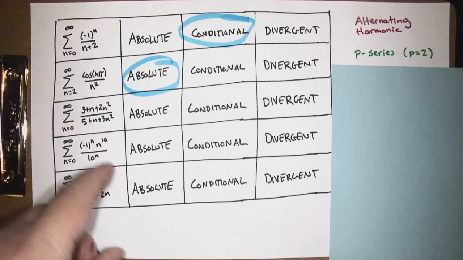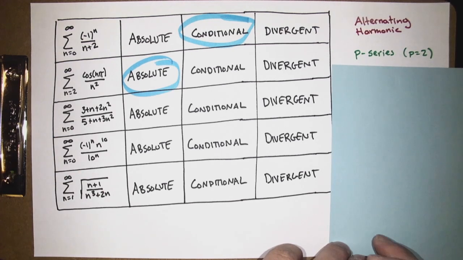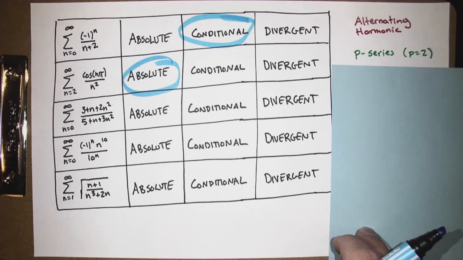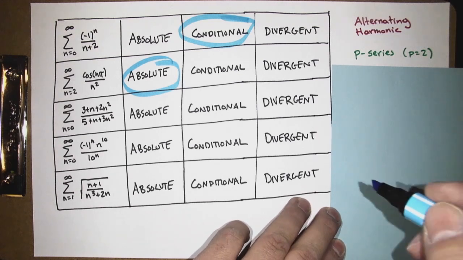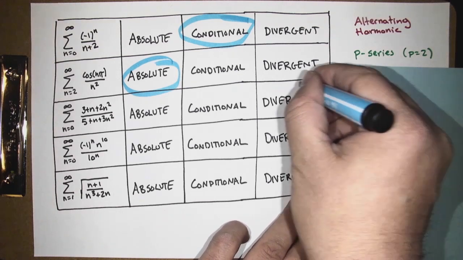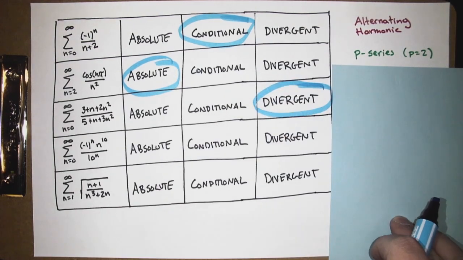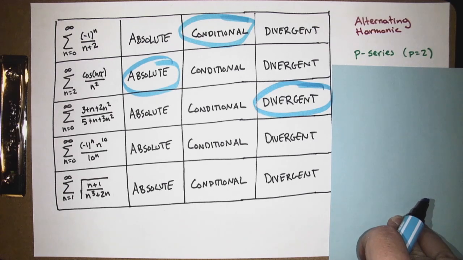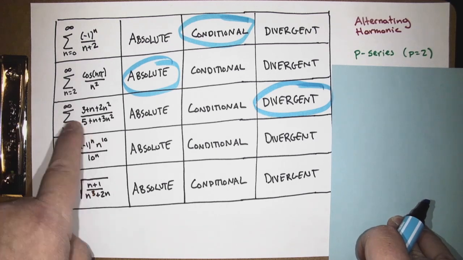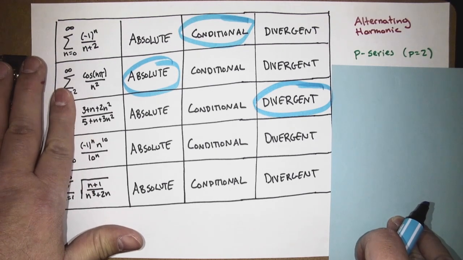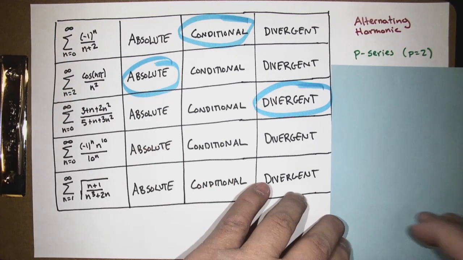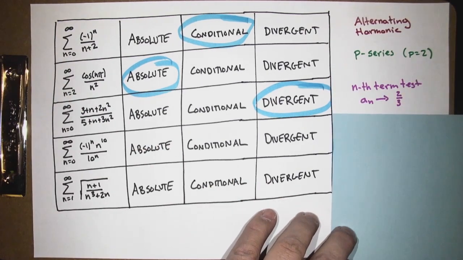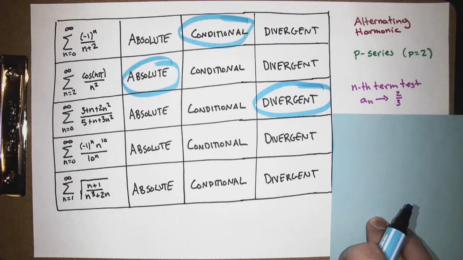Okay, 3 plus n plus 2n squared over 5 plus n plus 3n squared. Absolute, conditional, or divergent? Divergent. Okay, why is it divergent? What happens if you ignore the sum and look at the term as you go to infinity? What do you get? You get 2 over 3. It's the nth term test. The terms don't go to 0.